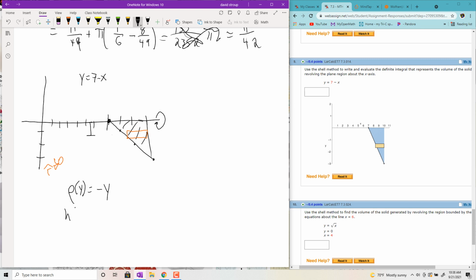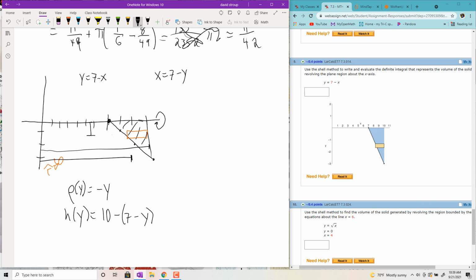Okay, the h of y, the height function, is the distance to this line here minus the distance to the curve. So the distance to the line is 10 minus the distance to the curve. So I need to solve that for x. So I have x equals 7 minus y. So 10 minus 7 minus y. And that should give you the radius.